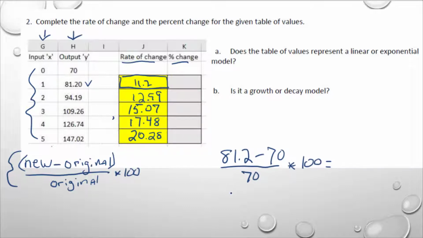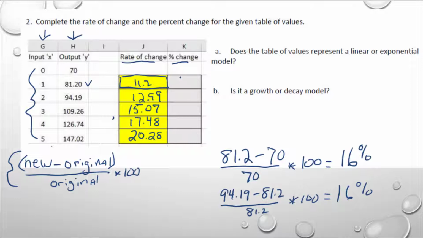And let's just do the second one. It's going to be 94.19 minus 81.2 divided by the original, which in this case is 81.2, times 100 to make it a percentage. Why don't you put that in your calculator and give it a try. So if you got what I got, it's 16% here, 16% here.